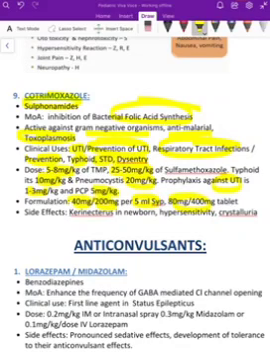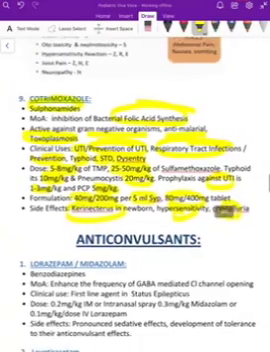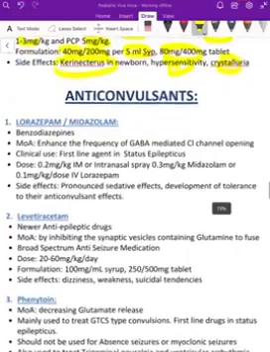Few of the side effects, why we don't use it in neonates, because of the possibility of it causing kernicterus, hypersensitivity, and crystalluria. So we have covered most of the basic antibiotics. Now next we'll move on to anticonvulsants.